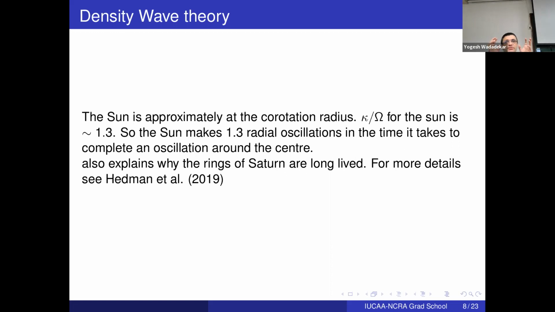This density wave theory also explains why the rings of Saturn are persistent. They are long-lived. Okay, for billions of years, the rings have remained stable. Okay, there are lots of papers, so we are not going in that direction. But if you want to look, there is this paper by Hedman et al. 2019, which describes how the rings of Saturn can be explained by this theory.